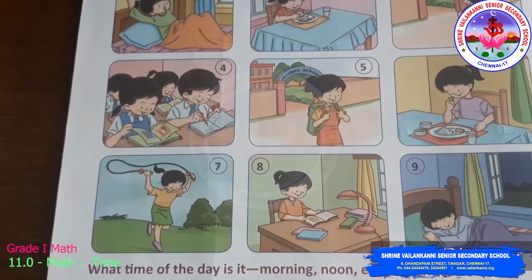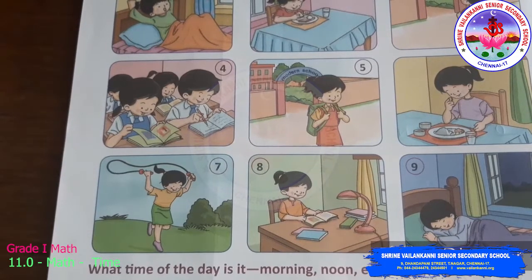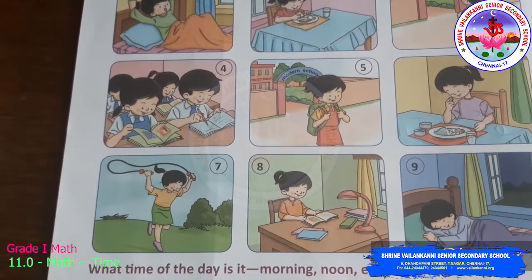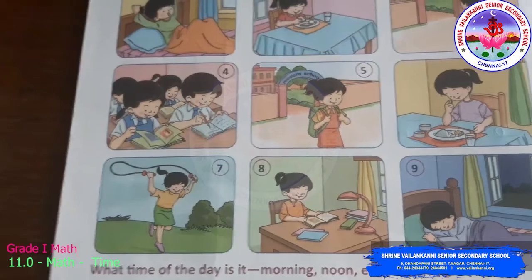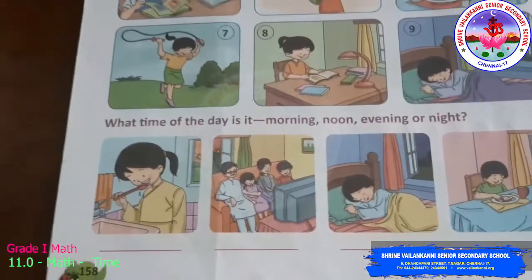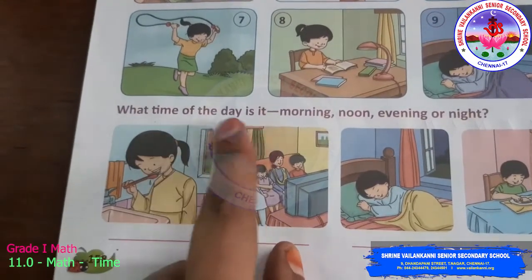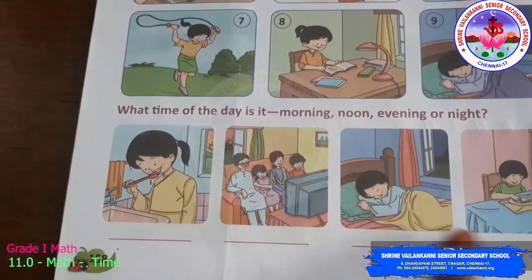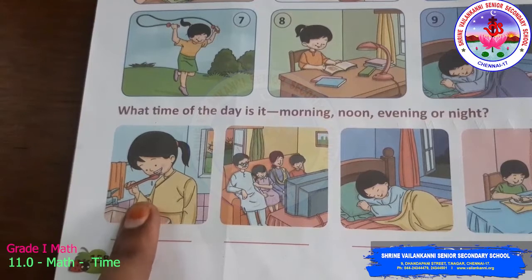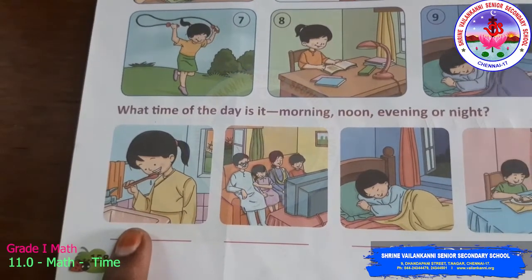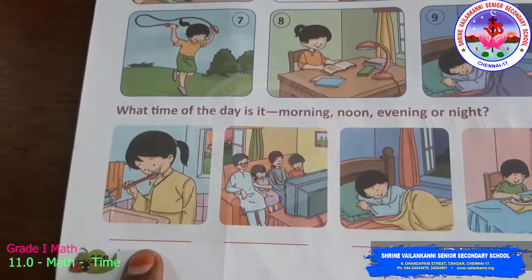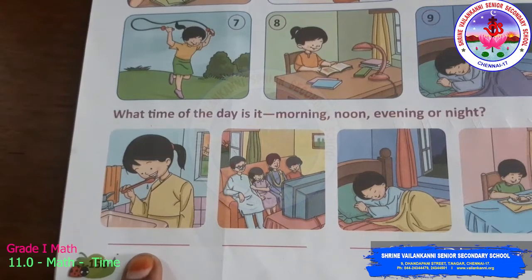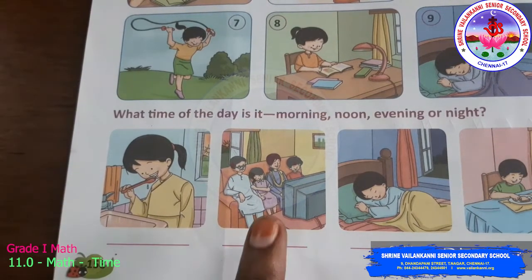We do certain things at certain time only. We don't do everything whenever we need. Okay, I'll ask you a few questions. At what time of the day, is it morning, noon, evening or night, will we do these activities? When will you do this? What is this? Brushing. Very good. When will you do your brushing? Morning. Super.